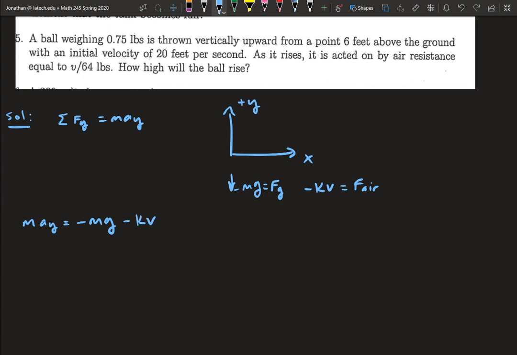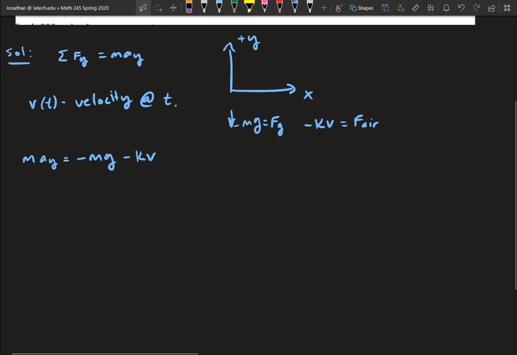But a_y is just the derivative of velocity, so v of t is going to be the velocity at time t. So m times dv/dt is going to be equal to negative mg minus kv.